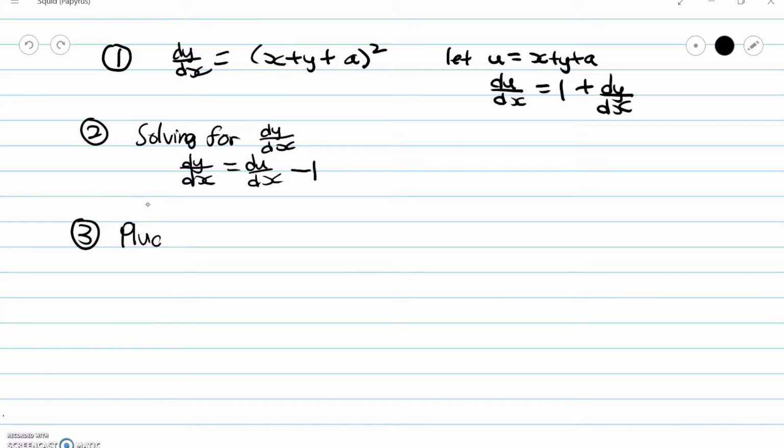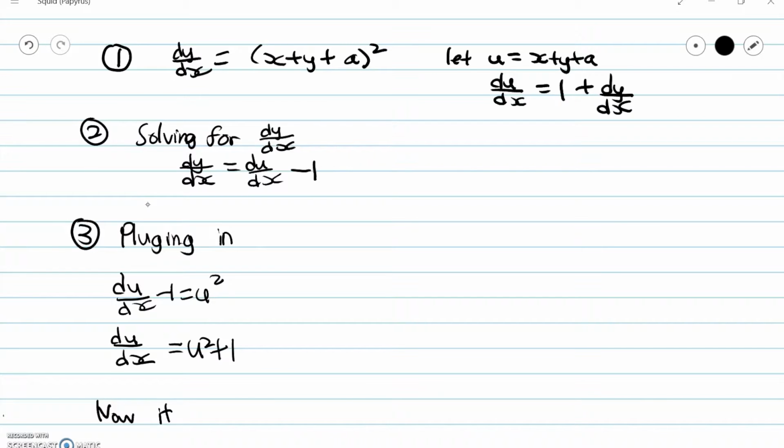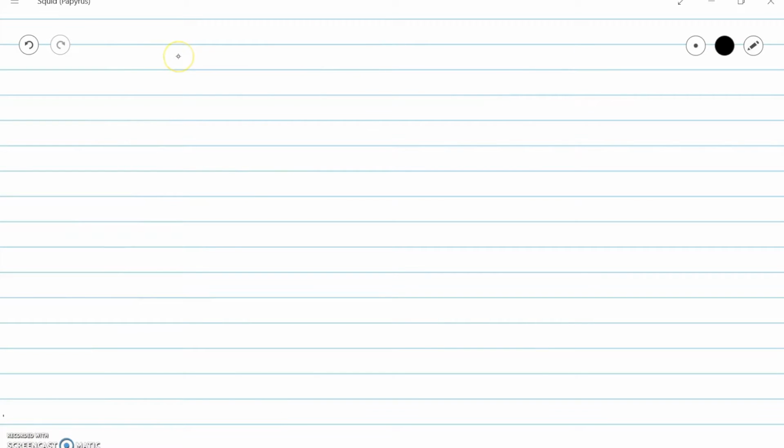Next, I plug u and du/dx into dy/dx equals (x plus y plus a) squared. Then the equation turns into du over dx minus 1 equals u squared. Solve for du/dx: du/dx equals u squared plus 1. Now it's separable. So we just take dx equals du over u squared plus 1 and integrate it. This will give us x plus c equals inverse tangent of u.